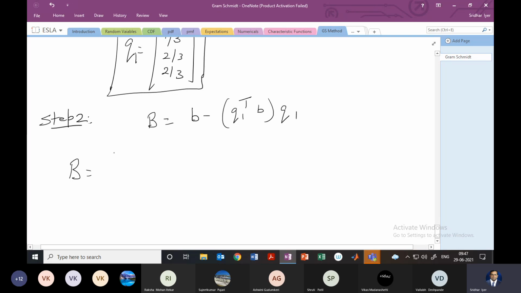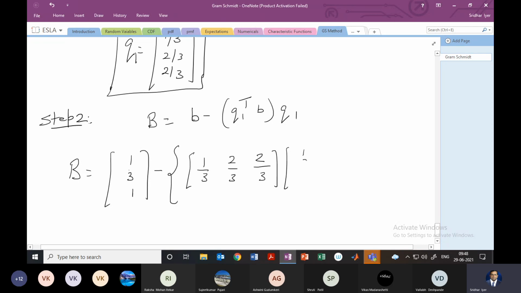So B will be, let me write that, I hope you have the matrix B with you, which is 1, 3, and 1, minus the transpose of Q1. Let me write this in a bracket. So Q1 will be 1 by 3, 2 by 3, 2 by 3. This is the transpose of Q1. This will multiply with B, which is 1, 3, and 1. And this entire multiplication will further multiply with Q1, which is 1 by 3, 2 by 3, and 2 by 3.